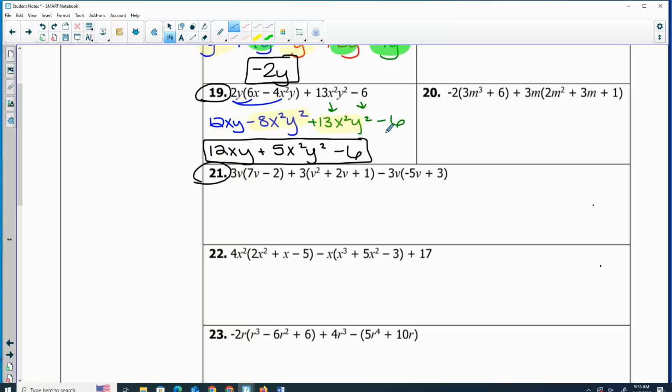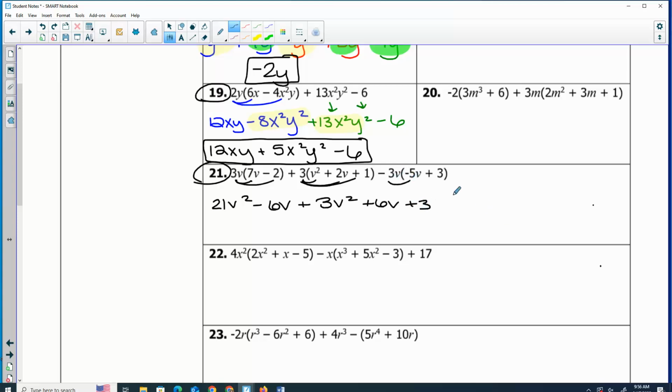How'd you guys do on that one? Okay. Let's look at the next one. So if we distribute 3v times 7v, so 3 times 7 is 21, v times v is v squared. 3v times negative 2 is negative 6v. Let's distribute the 3, so 3v squared plus 6v plus 3.